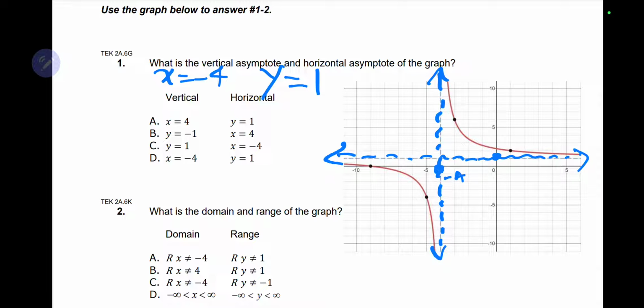So the best answer that has x equals -4 for the vertical, y equals 1 for the horizontal is letter D. Don't be confused by letter C. You got to know which one's horizontal, which one's vertical. Vertical is x equals, horizontal is y equals. Okay?